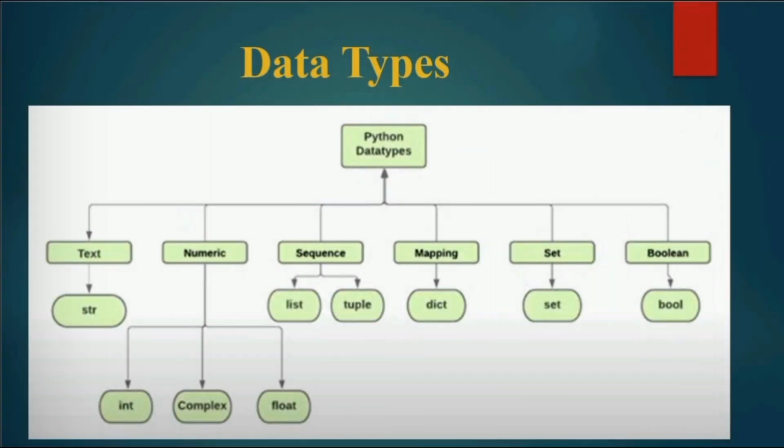And next, the main topic is data types. Now let's talk about the data types. The different kinds of values you can use. Python has a few major types like text, numeric, sequence, mapping, set, and boolean.